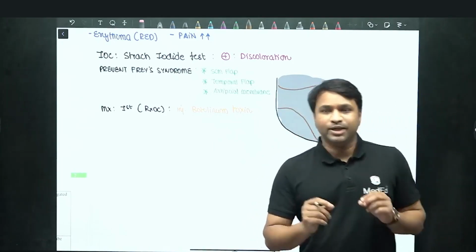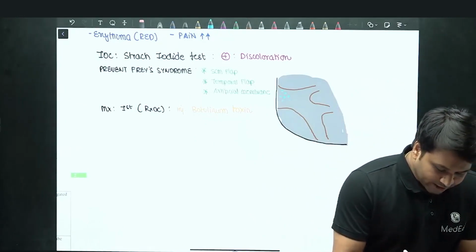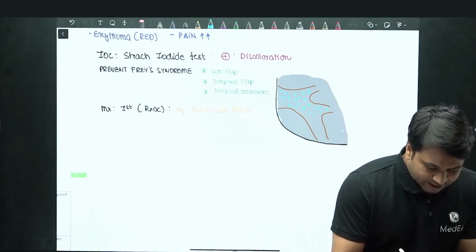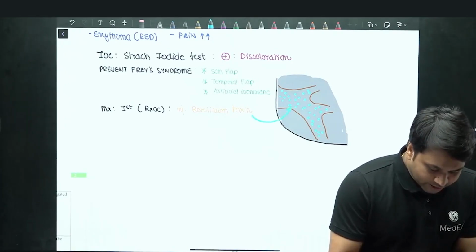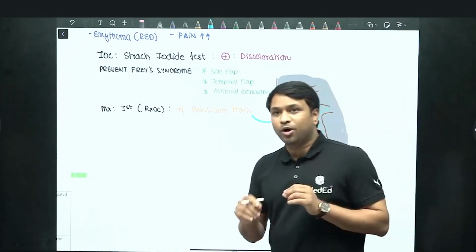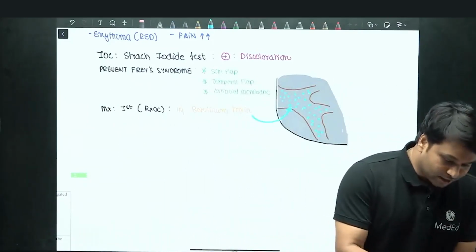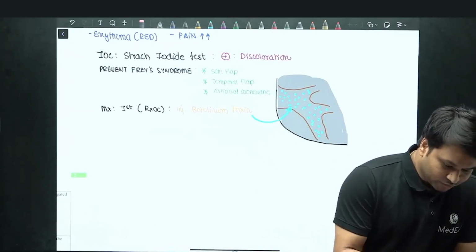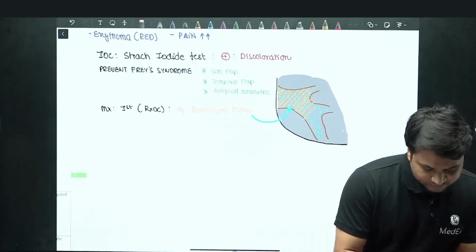Now your objective is to inject the botulinum toxin in the area which is discolored, not the area which is normal. जिस area में discoloration present है, इस area में I will go and inject the botulinum toxin. So botulinum toxin is injected in the area of discoloration. जहां पे discolor हुआ है, wherever the discoloration has occurred, that is the area of injecting your botulinum toxin.